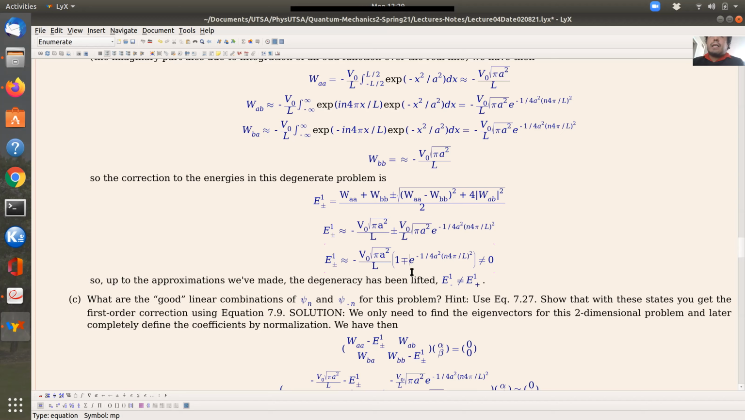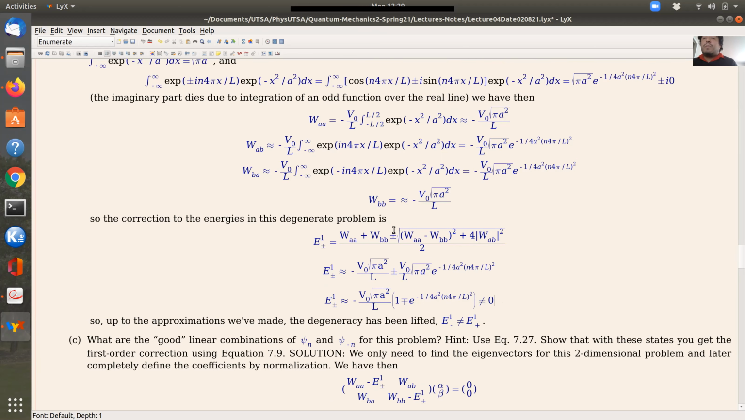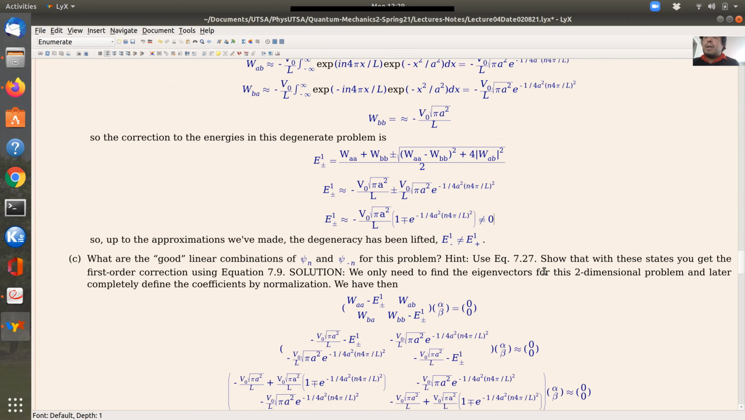So the degeneracy has been lifted, up to the approximations we have made. Not only is this not zero, but E1 minus is different from E1 plus. So, okay, that is nice. Up to the approximation, because of course we approximated the integrals by taking the limits to plus minus infinity, but that was part of the hint, etc.